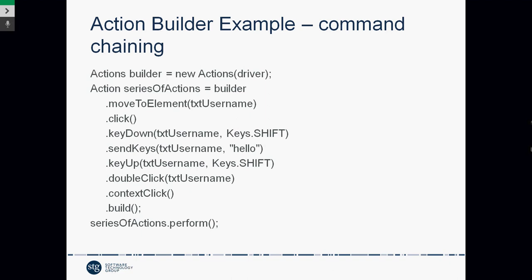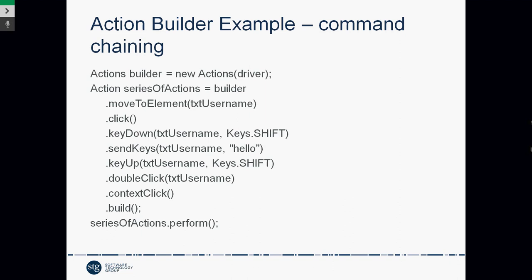So in this example here, I'm going to create a new builder. And the builder is going to take a series of actions. Here I'm going to move to the element text username. Do a dot click. So I'm going to set my focus into that username text field. Do a key down. I'm going to do the keys dot shift. I'm going to hold down the shift key and enter. And inside that text field, I'm going to send the keys hello. So now the text that's going to be displayed is all in caps, hello. And then here I'll do a key up. It releases the shift key.